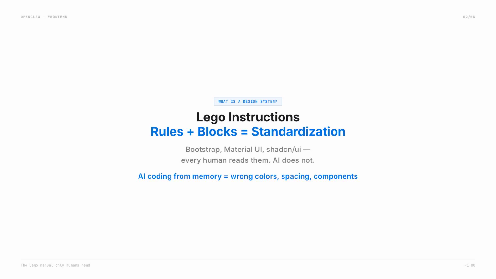Here is the problem. Only humans have been reading that instruction manual. You asked an AI this morning, "Build me a login page." It said okay and started building from memory. Wrong colors, wrong spacing, wrong component versions. Why? Because the AI never got the instruction manual.